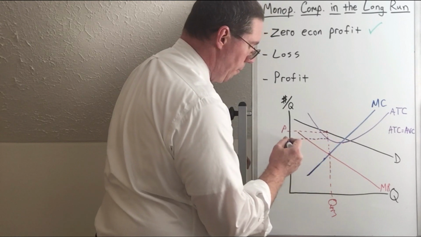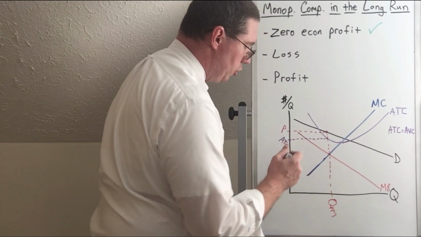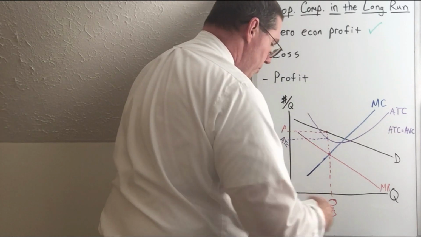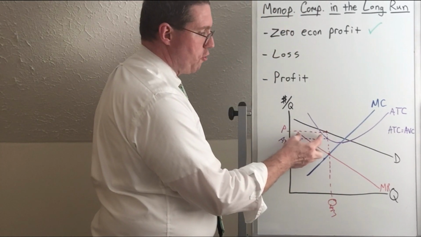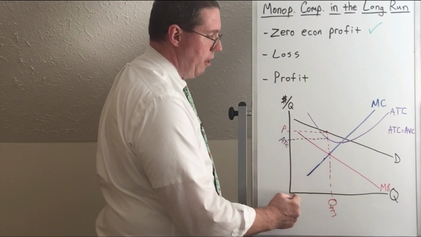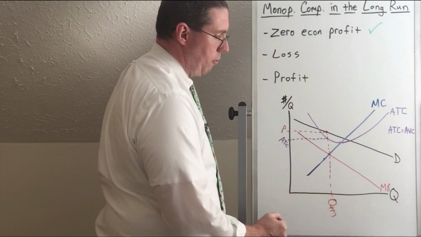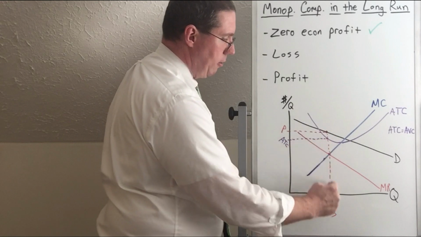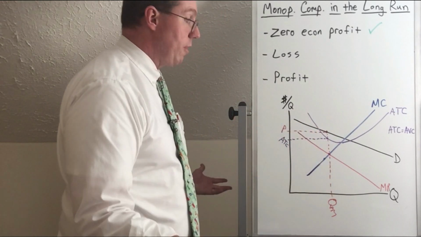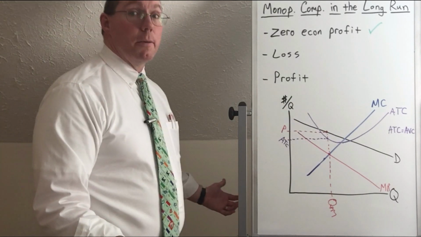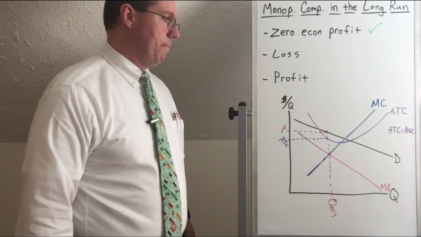And it looks like their price is higher than their average total cost. Therefore, this monopolistic competitor is profiting, right? This rectangle here represents their profit. The large rectangle is their total revenue. The smaller rectangle is their total cost. And so total cost is smaller than total revenue, so they have a profit. Yay! Except here's what's going to happen.